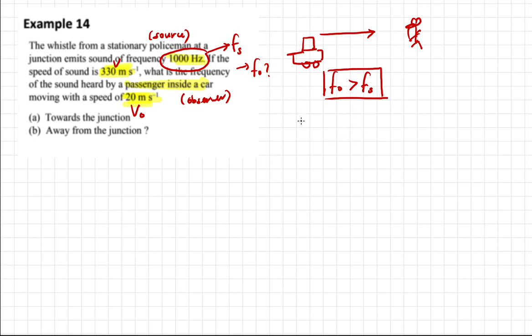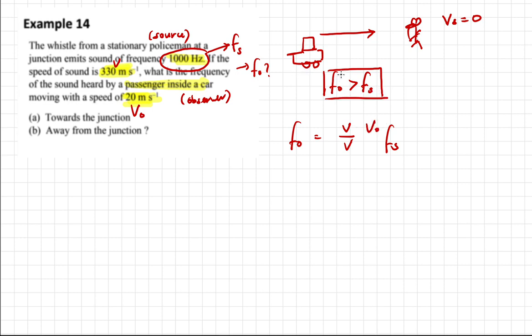So when we write down our equation, we will have F0 equals Fs, then we always have V over V. So right now the policeman is not moving. When the policeman is not moving, the velocity of the source is equal to 0. So when the velocity of the source equals 0, we cannot disturb the denominator. Kita boleh kacau belah atas sahaja. So the velocity of the source is 0, and the velocity of the observer is the one which is moving. So we have the velocity of the observer here.